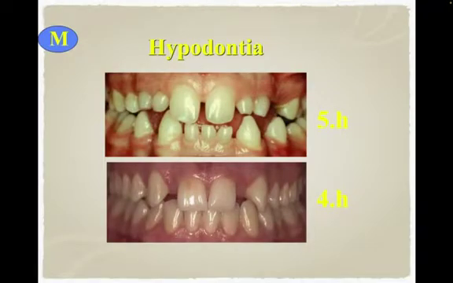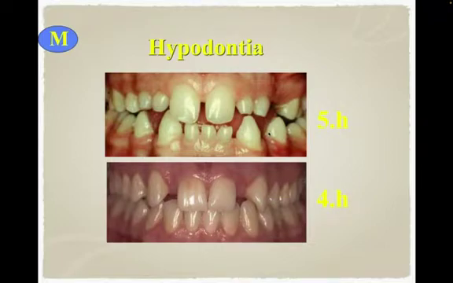We're still in the missing teeth. Here we talk about hypodontia. So when you have a missing tooth, that would be hypodontia. If we have only one tooth missing per quadrant, not more than one tooth missing in a quadrant, that goes for 4H. Well, if we have more than one tooth missing in a quadrant, that's a 5H.